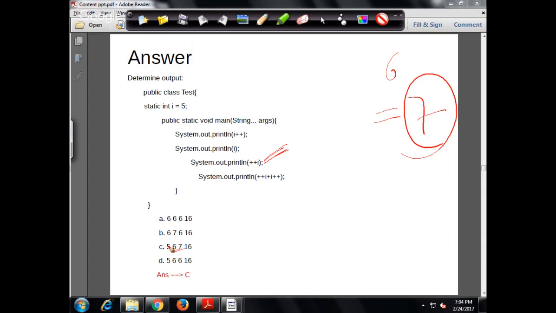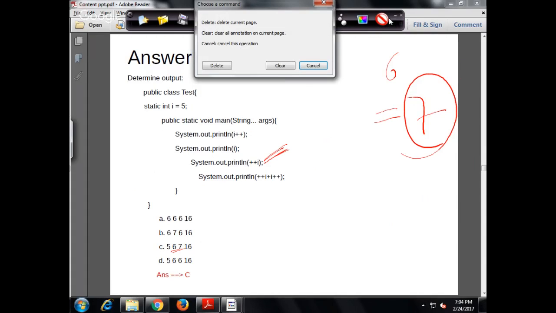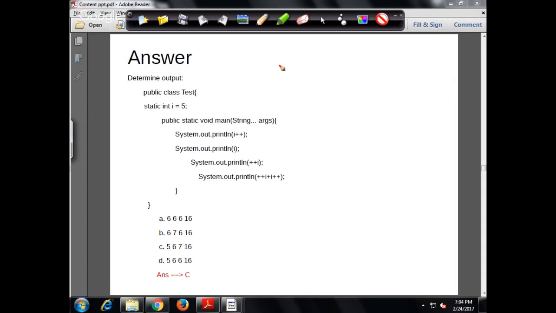So this is the logic behind printing 7 by the third line. Now let's come to the final line, which is the most complicated one. As you see, there are a lot of plus signs in it. So let's see how this last line is evaluated and printed.